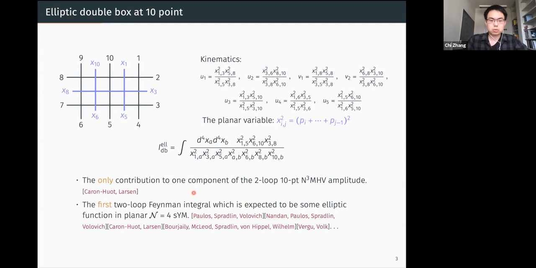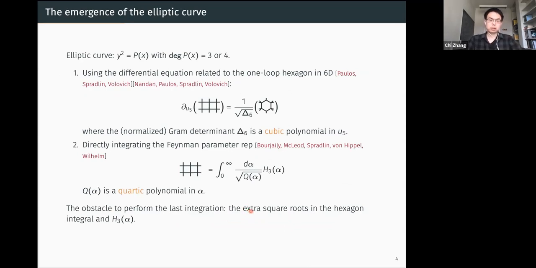This integral is a dual-conformal integral. Its kinematics is described by 7 cross ratios of planar variables. And this integral is a special component of 2-loop ten-point NMHV amplitudes, so some results from these integrals may be applied to the entire amplitudes directly. There are several ways to show that these integrals contain an elliptic curve, for example, using the differential equation, analyzing the leading singularity, or just integrating directly.